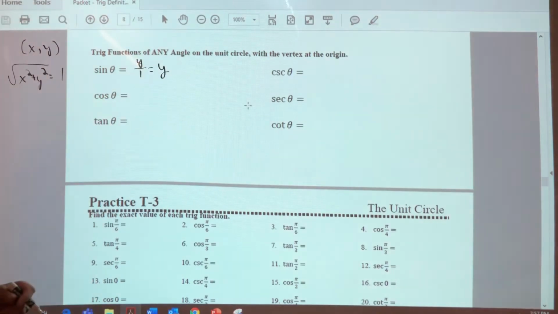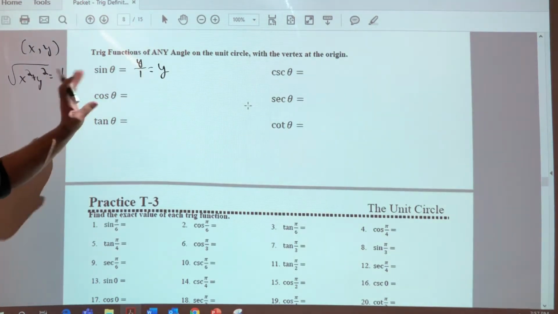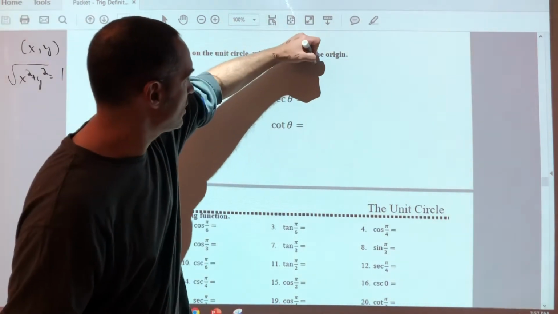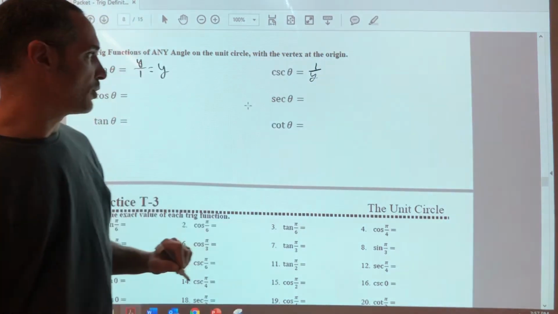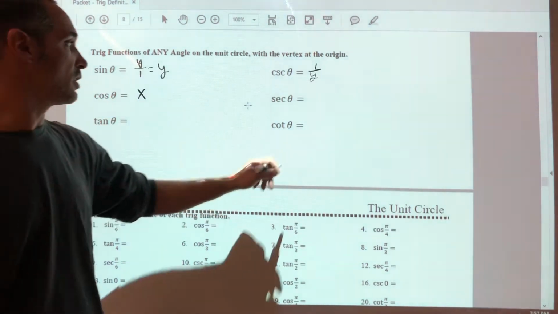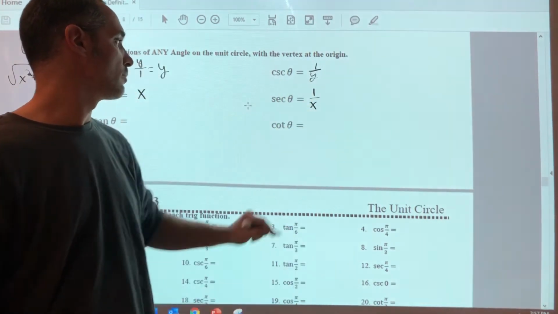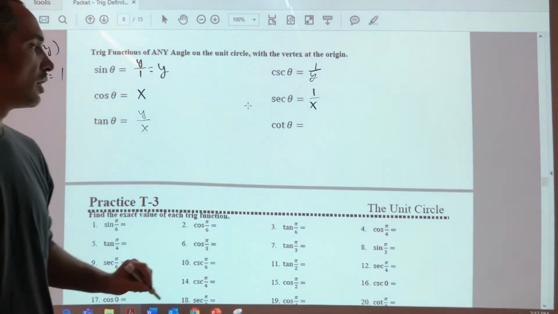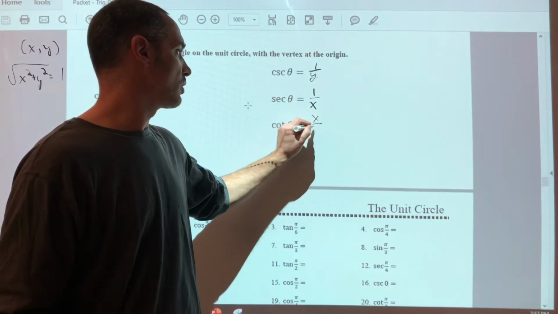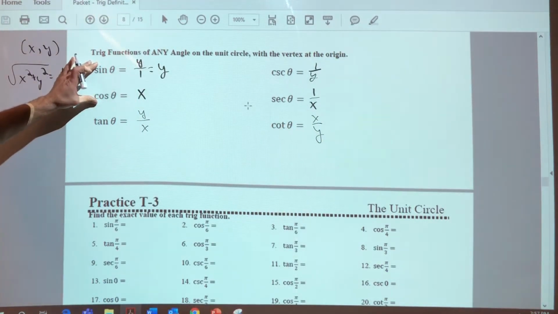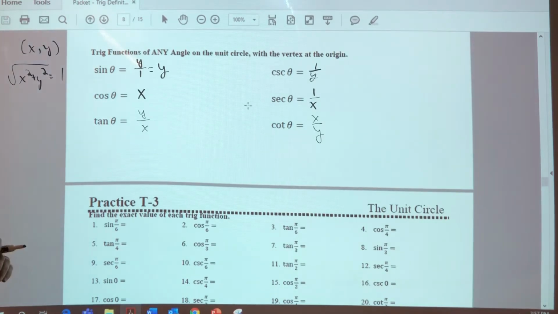So now, in the unit circle, sine is just y. Sine of theta is equal to y. Cosecant is 1 over y, the reciprocal. Cosine is just going to be x, and the secant is going to be 1 over x. The tangent is going to be y over x. The cotangent is going to be x over y. So we've really simplified sine and cosine, and cosecant and secant.